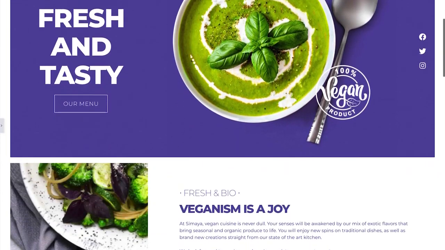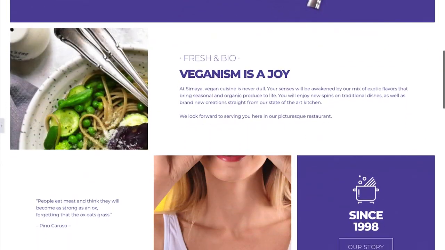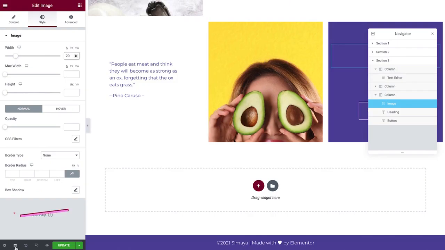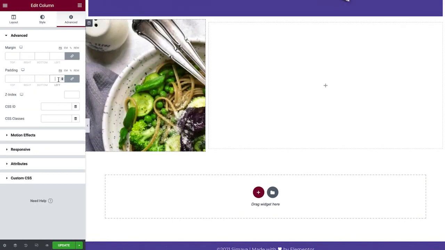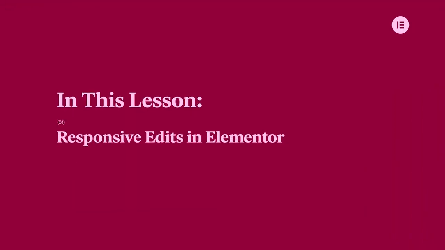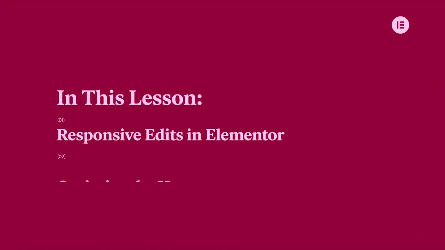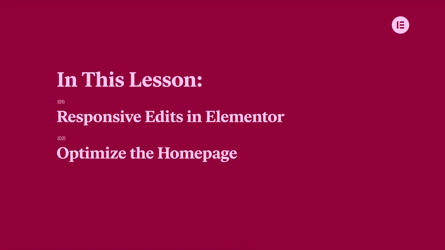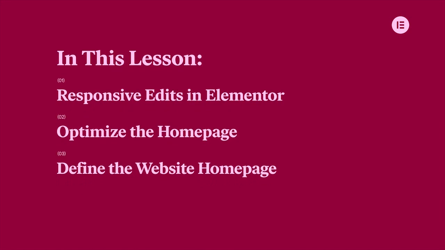In the last lesson, we built the homepage for the restaurant website, Semaya, and covered concepts such as page structuring, margin and padding, and workflow shortcuts. In this lesson, we'll cover the responsive editing foundations in Elementor, optimize the Semaya homepage for responsive viewing, and set this page up to display as the homepage on the website.